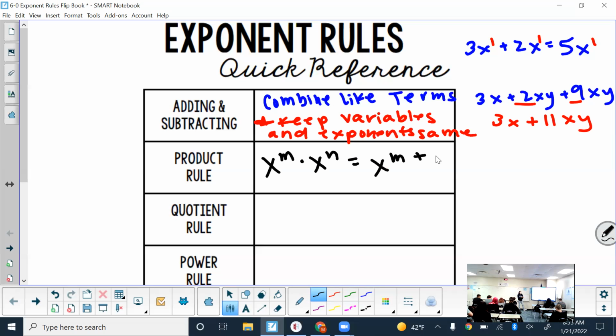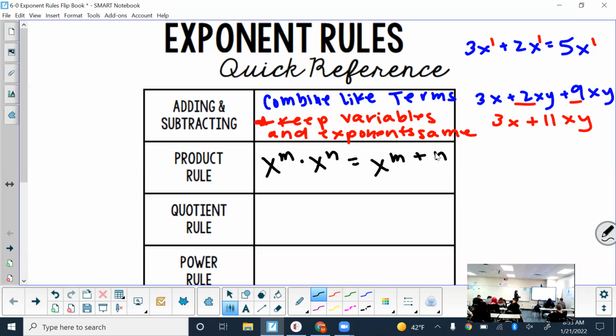Good. All right, and this only applies to variables with exponents or numbers with the same base. So like x would be the base number. They're the same. So that means when I say x to the m times x to the n, I'm really just adding the exponents together.